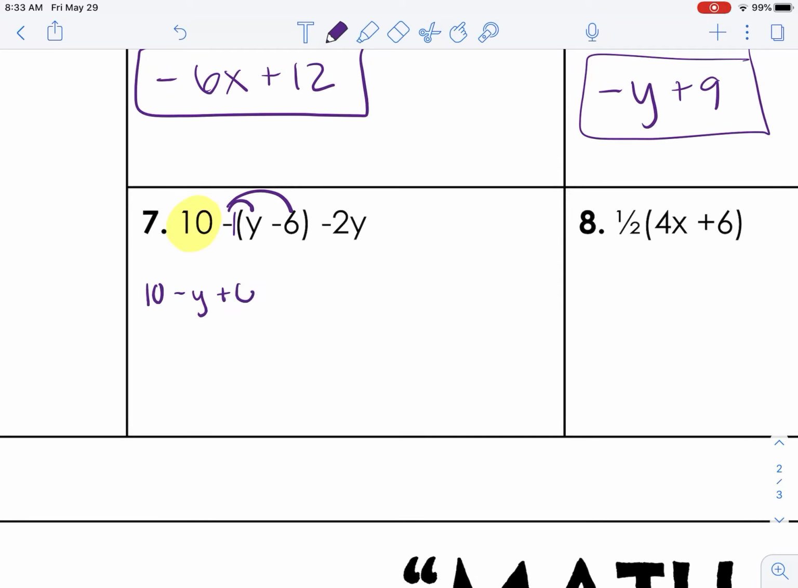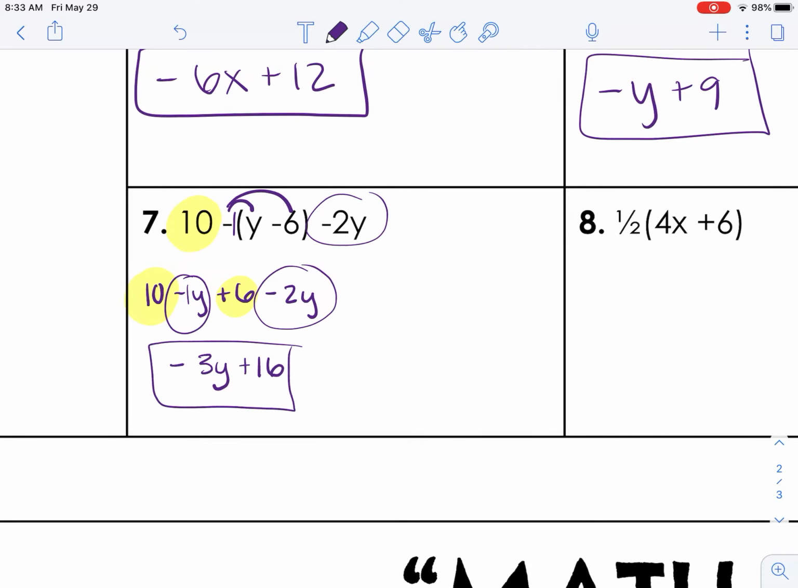Distribute again, plus 6. And then we've got another constant not in the parentheses, so we just write it as we see it. Then again, we're combining our like terms, so that's going to give us a negative 3y, because remember there's an imaginary 1 there. And then our constants are 10 and 6, so we're going to have a positive 16.